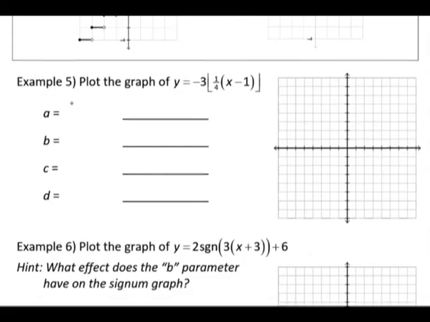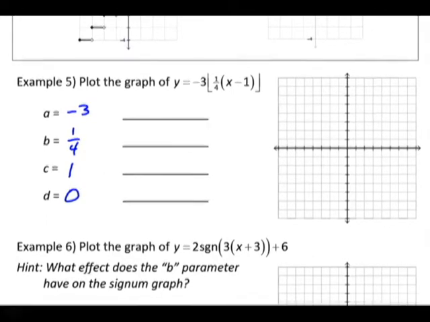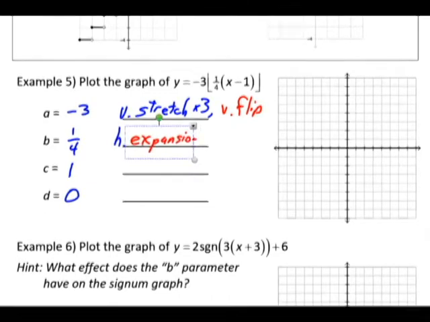Here are the values. Note that C is positive 1, and D is 0 because there is no D parameter. These correspond to the following effects. Remember that B is a compression parameter. If B were 4, then it would be a compression. Since it's fractional, it is an expansion. This graph is going to expand to 4 times its normal width.